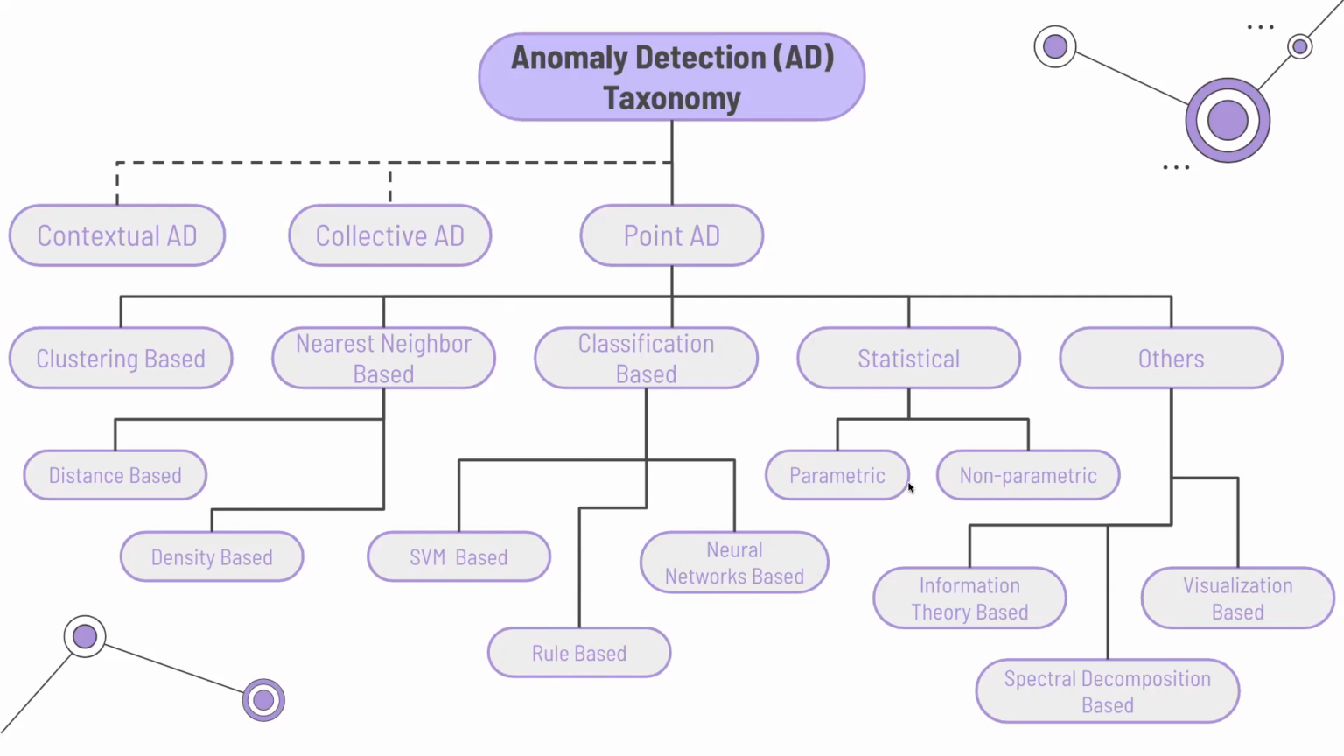We also have some statistical methods that are a bit more old, in the sense that we have newer methods, probably focusing more on classification-based methods and nearest neighbor-based methods, but parametric and non-parametric are still there. And then some others I listed: information theory-based, spectral decomposition-based, and visualization-based. But we're mainly going to focus on classification-based for this workshop. So as I said, we're in point anomaly detection, and then we're in classification-based.